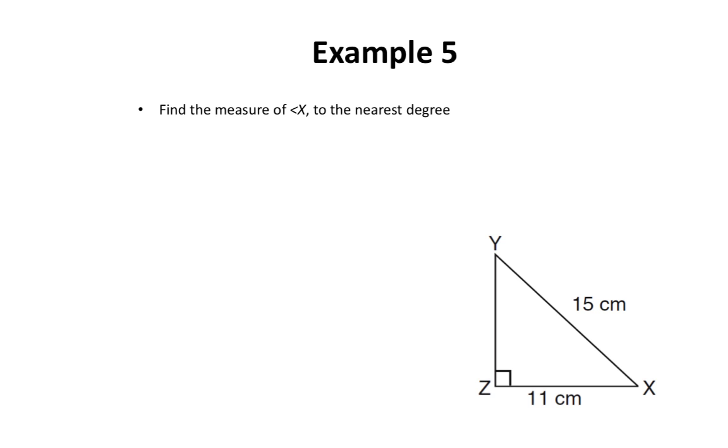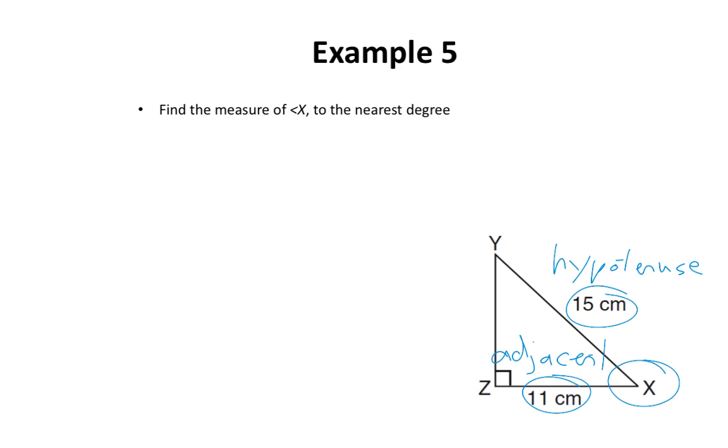In our fifth example, we want to find the measure of angle x to the nearest degree. The first thing you want to do is focus on the angle, which is angle x. Everything is relative to that angle, which means 15 centimeters is going to be the hypotenuse since it is opposite to the 90-degree angle, and 11 centimeters is going to be the adjacent side. At this point, you need to remember your mnemonic, SOHCAHTOA.